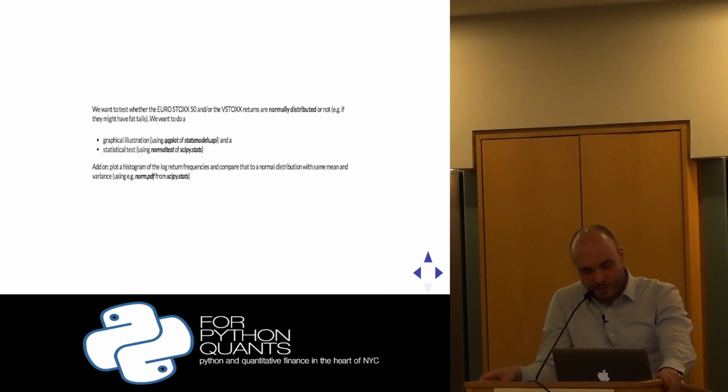Just to check whether our returns are normally distributed or not. Those of you who want to do it, this is nothing to really discuss. This is more to get your own experience. The question is whether both of the time series, the VSTOXX 50 and the VSTOXX returns, are normally distributed or not.